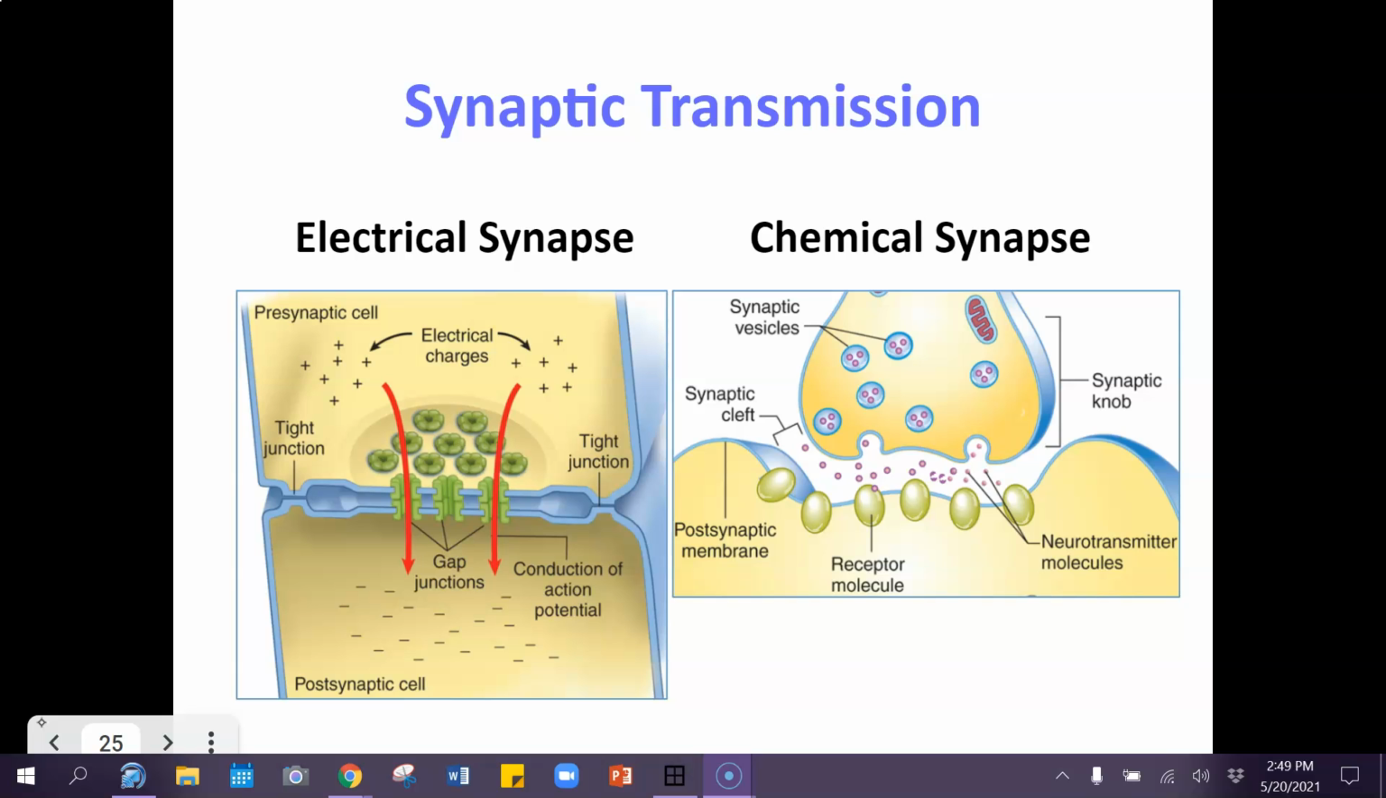So electrical synapses are fewer in number in our bodies than chemical synapses. Our electrical synapses are found in the olfactory bulb, in the retina, and also in our central nervous system. But the chemical synapses are going to be more common.